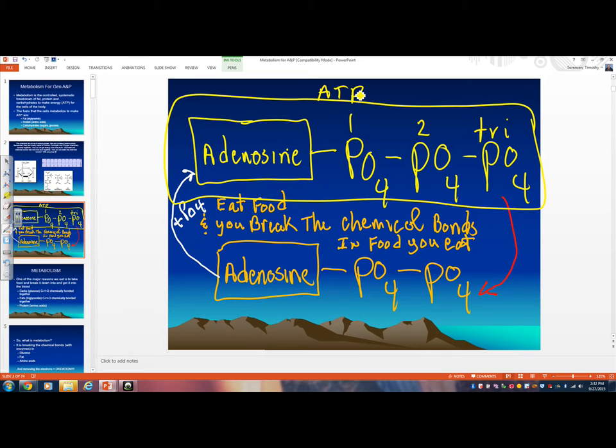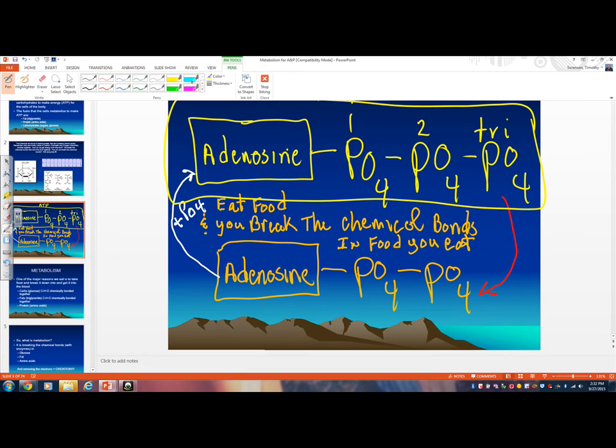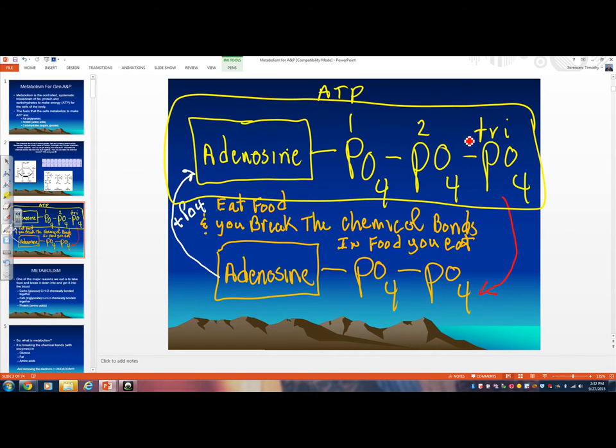So when a cell uses energy, when you need to contract a muscle, when you need to think a thought, sing a song, whatever, you get that energy from this molecule ATP. And how you use that energy is you break off this third phosphate. And when you break off the third phosphate, you release energy. That energy is used to contract a muscle, put amino acids together, tons of other things. Everything that the body does requires energy.